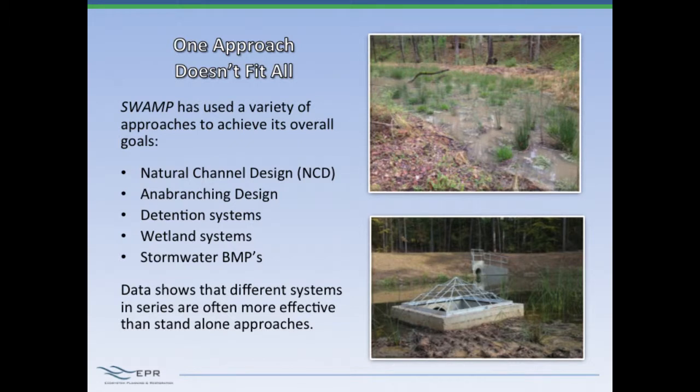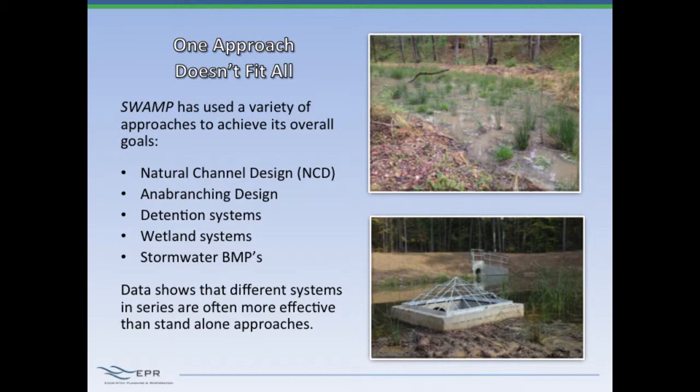The one I want to start out with is, one approach does not fit all. I think this workshop has been a great example of that, and the swamp project in general has been a great example. It's very innovative in the approach of using a lot of different techniques to really try and get at their overall goals of the program, which are water quality improvement and ecosystem improvement. And again, the past presenters have gone into a lot of different detail on the different techniques that were used.